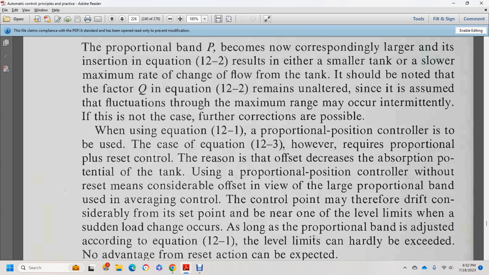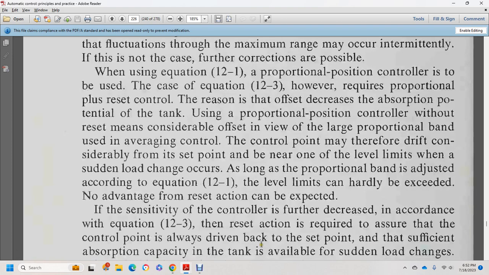Proportional position control without reset means a considerable offset. With a large proportional band, the average control point drifts considerably from the set point when a sudden load change occurs, as long as the proportional band is adjusted according to the equation. The limits can hardly be exceeded, and no advantage of the reset action can be expected.